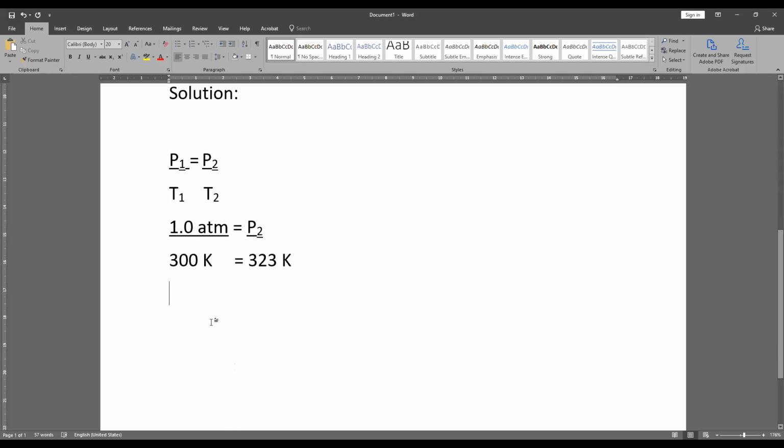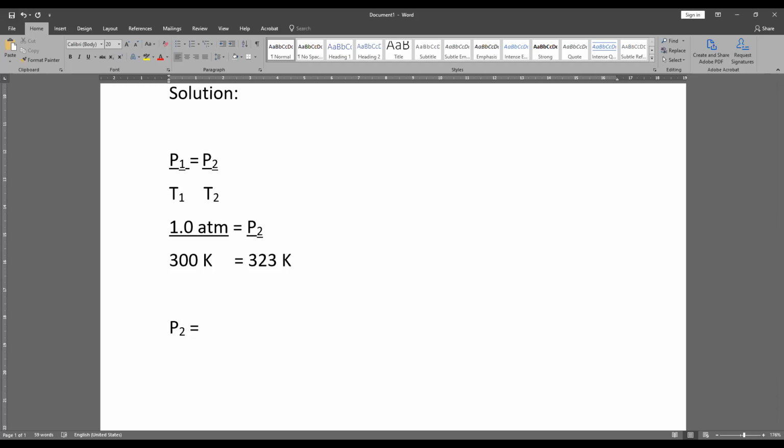This is the interesting part. What should be done next? Think, is that the same process with the previous one? Definitely, because they are directly proportional. Okay. Meaning they're actually equal. We're going to multiply the 323 Kelvin to 1.0 atm. Correct. And 300 K to P2 to retain the value. But P2 is unknown, so we can retain the value. Correct. So, this will be the solution.